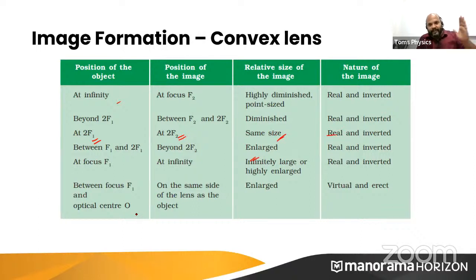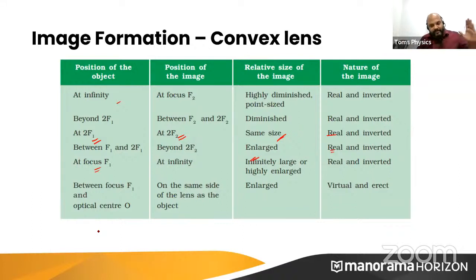If you keep coming closer to the lens, between f and 2f, now the image will form beyond 2f on the other side. Remember, this is not on the same side, this is on the other side. It will be enlarged, real, and inverted. If it is at the focus of the lens, the image will form at infinity. This behavior is true for both mirrors and lenses. The difference is that in the case of a mirror, the image will form on the same side as the object. In this particular case, the image will form on the other side of the lens, so it will be on the opposite side to the object.